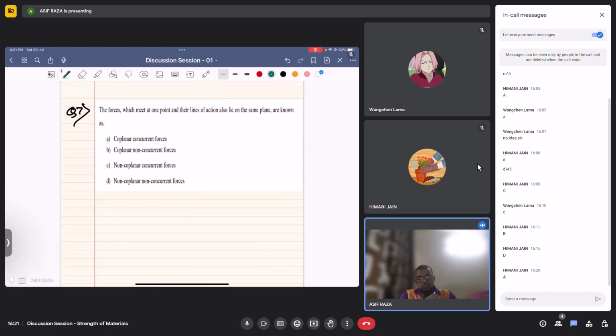Okay, so the seventh question is: the forces which meet at one point and their lines of action also lie on the same plane are known as. Options are A, coplanar concurrent forces; B, coplanar non-concurrent forces; option C is non-coplanar concurrent forces, and option D is non-coplanar non-concurrent forces. So, what do you think? What would be the answer?